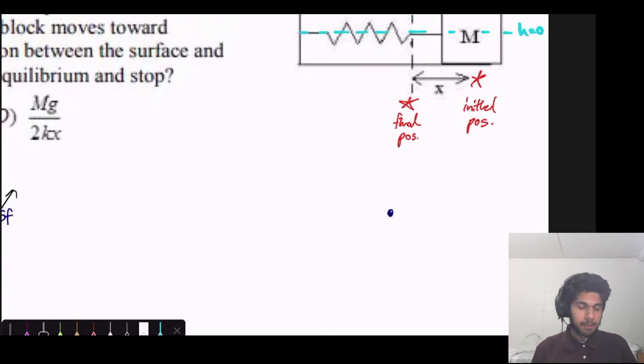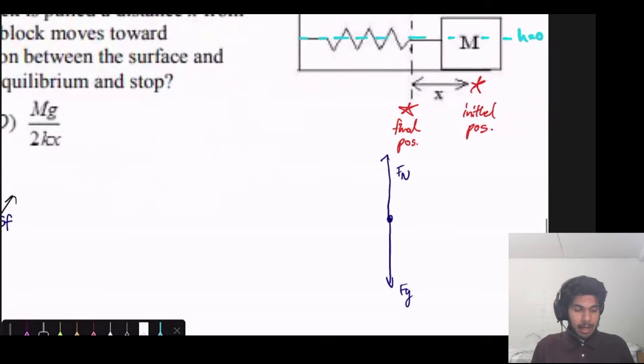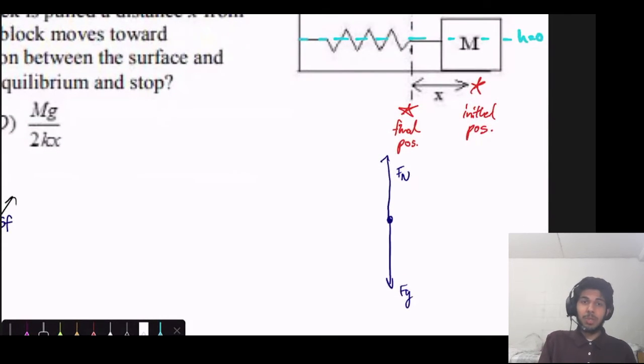We have the block. What are the forces acting on it? We have F sub g pointing downwards. We have the normal force pointing upwards because we're on a surface. And now the spring force, we should be aware that that exists because there's a spring involved. And friction, we should also be aware that exists. But friction depends on the direction of motion. So from the picture, it's clear that the block will move from here to here, so it moves to the left. And let's think, does that make sense?